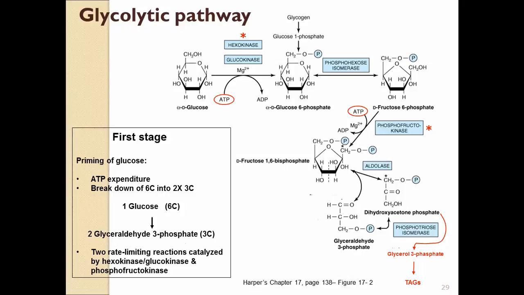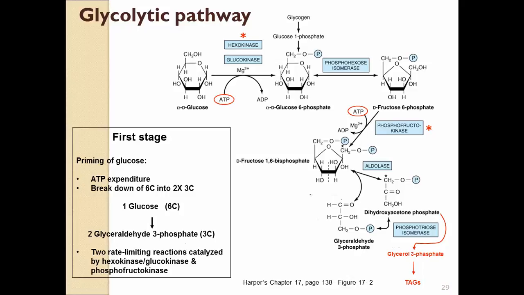Because with a rate-limiting reaction, once we activate or inhibit it, you can slow down or speed up the whole metabolic pathway. So why is this key reaction important? Because this key enzyme can control the rate of the whole metabolic pathway. So try to remember the key reactions and pathways. In the glycolytic pathway, we have 3 key reactions.